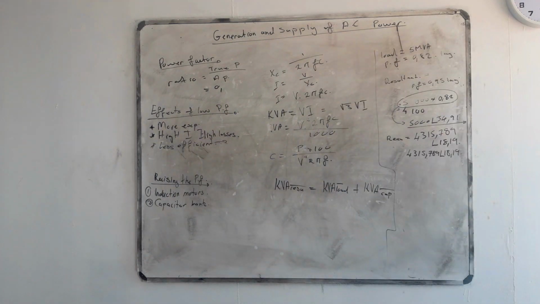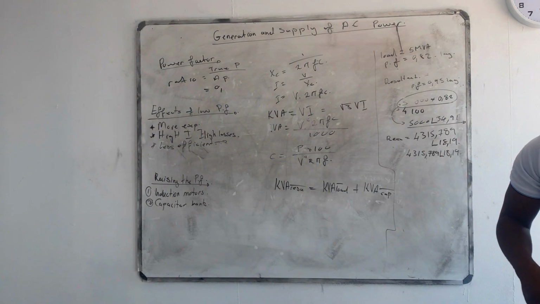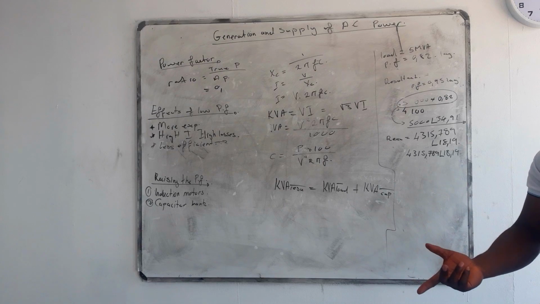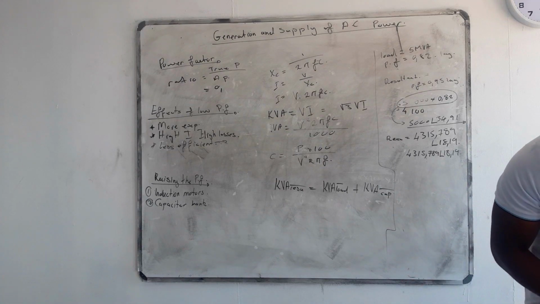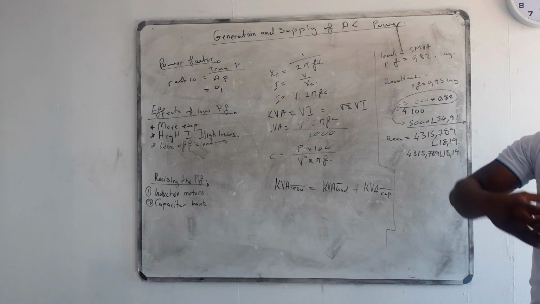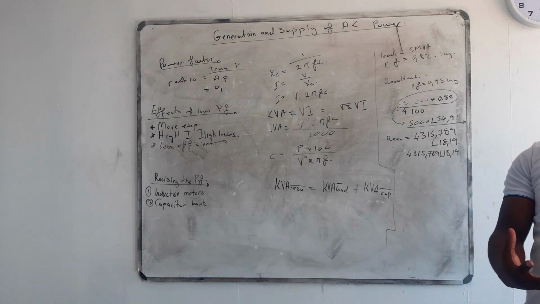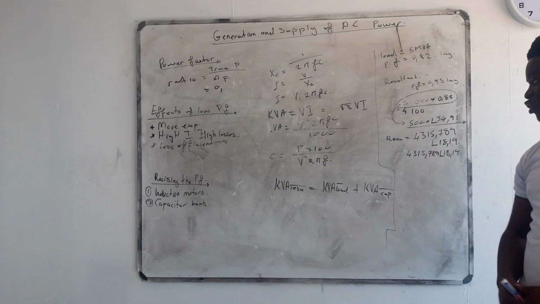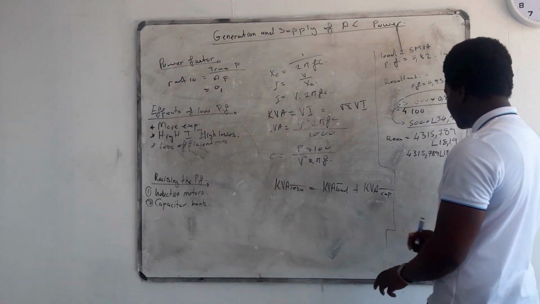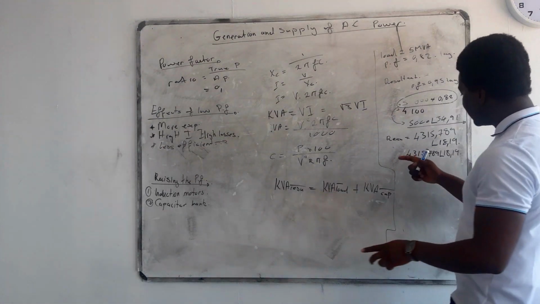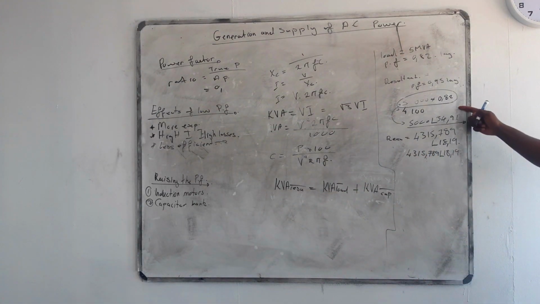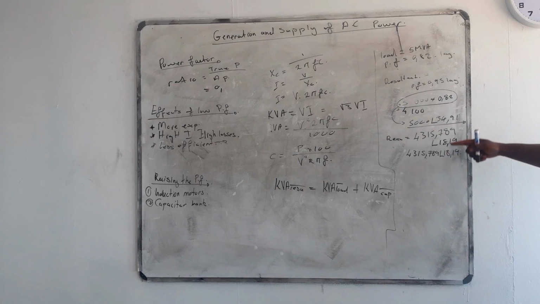So the question can say, obtain the rating of these capacitors. We need to find the capacitor rating. Or in other words, we need to find how much power these capacitors are rated for. Are we together? Yes. So we only need to find the power of these capacitors. Now, this is in polar form, so we need to convert this to rectangular form.